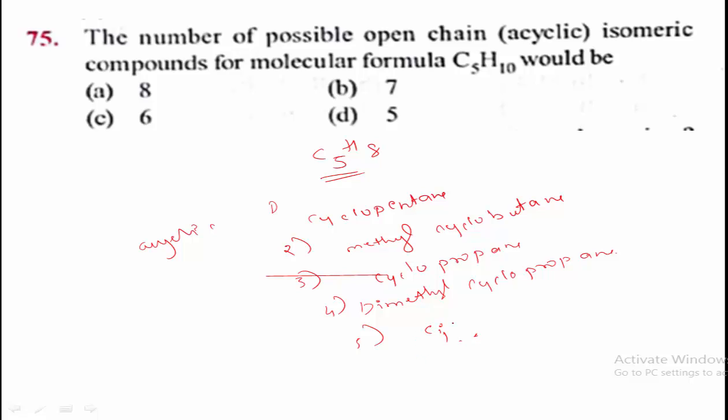cis 1,2 dimethyl cyclopropane, and another one transform. Sixth one trans 1,2 dimethyl cyclopropane. Therefore, C5H10 would contain acyclic isomeric compounds of 6. Therefore, option C is the right answer.